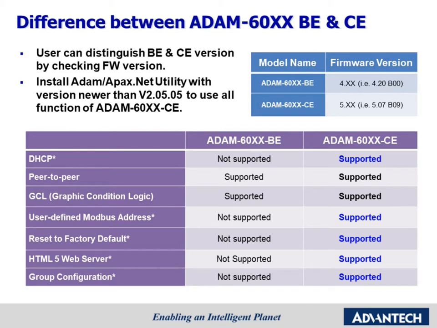This slide summarizes the difference between the ADAM-6000 BE and CE versions. A quick way to check the hardware version is to see the firmware version of the module. If the firmware is older than version 5.0, it's the BE version. If the firmware is newer than version 5.0, it's the CE version. The newly added functions are listed below and will be introduced in the following slides.